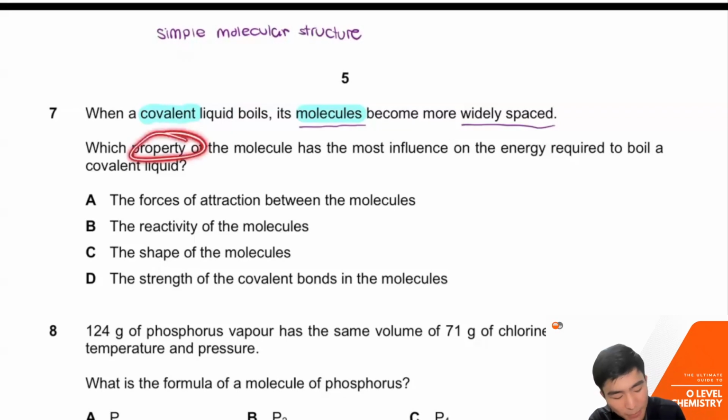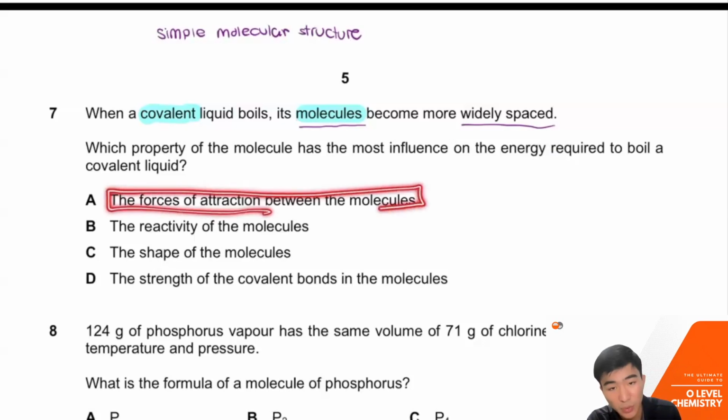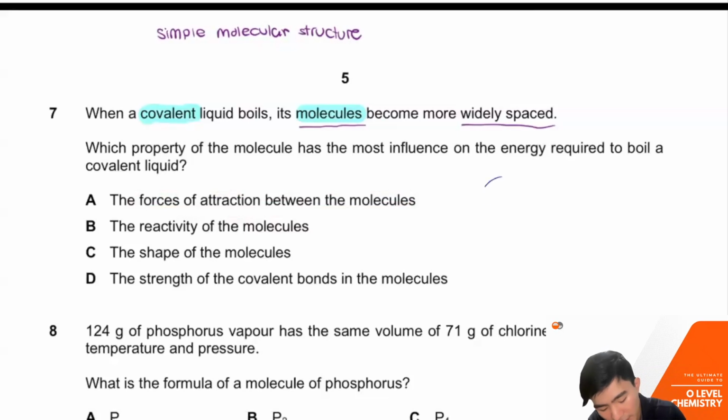Now, they're asking which property of the molecule has the most influence on the energy needed to boil a covalent liquid. So the first one, option A, is the force of attraction between the molecules. That means if I have one molecule over here and another molecule over here, the force between them.